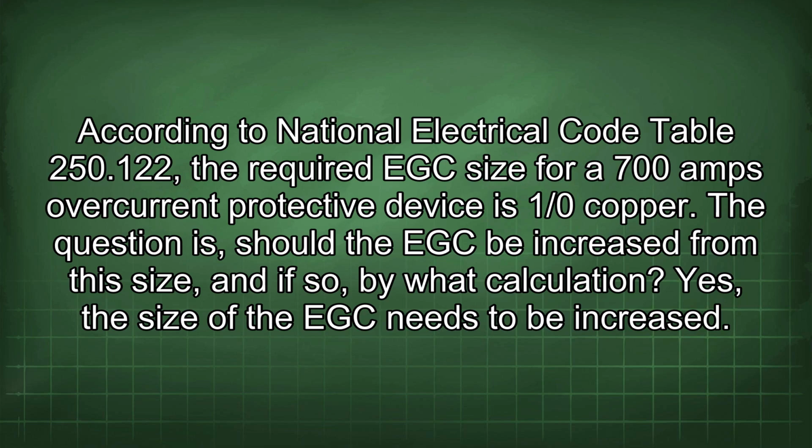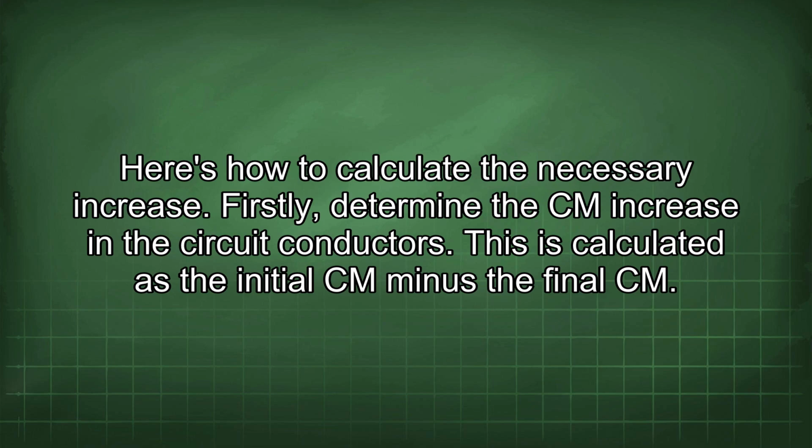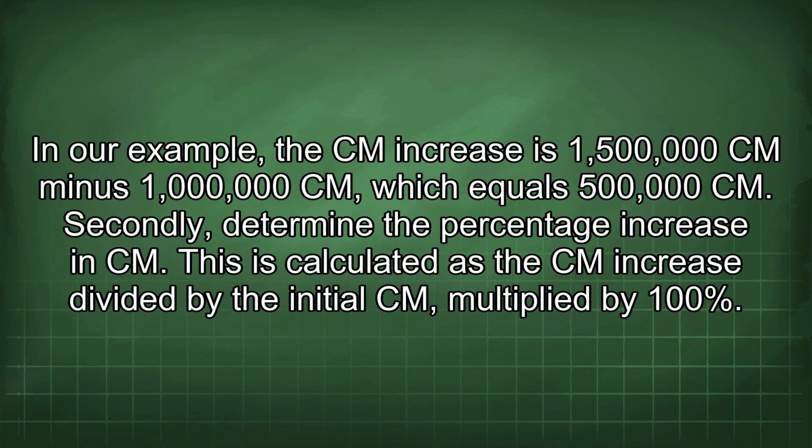Yes, the size of the EGC needs to be increased. Here's how to calculate the necessary increase. Firstly, determine the cm increase in the circuit conductors. This is calculated as the initial cm minus the final cm. In our example, cm increase is 1,500,000 cm minus 1 million cm, which equals 500,000 cm.